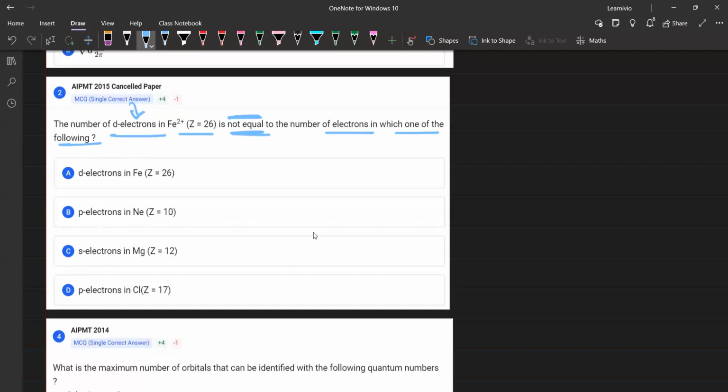It will not work like this, Aliya. You'll have to do each one. For Fe2 positive you have to write the electronic configuration, and after writing it, see the number of d electrons. Then write the electronic configuration of Fe again, and write the number of d electrons, whether it is 2, 3, 4, 5, whatever it is. Then you will get the clear answer. Please try it.